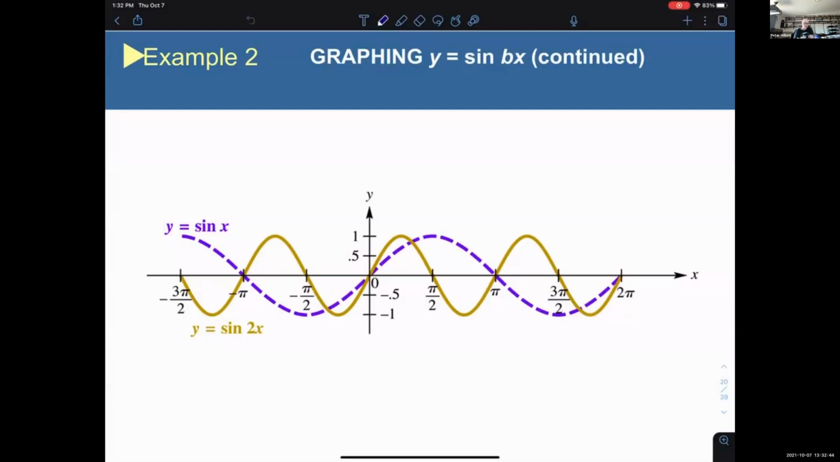And if you go from pi to 2 pi, it just does it again. So now it's repeating every period of pi instead of 2 pi, which causes the bumps to happen twice as quickly and causes the graph to be condensed basically by a factor of 2.